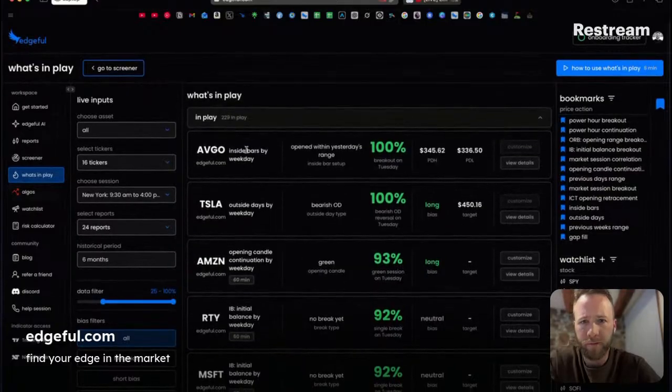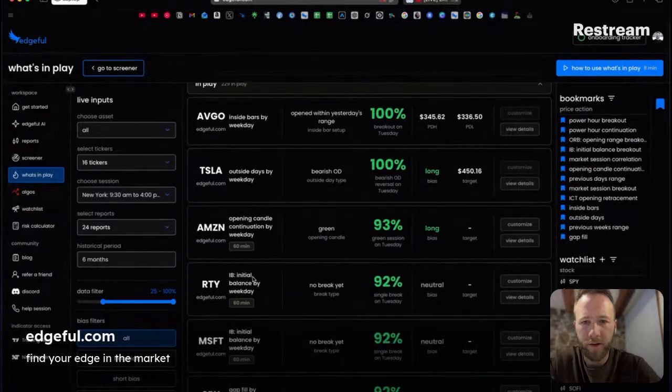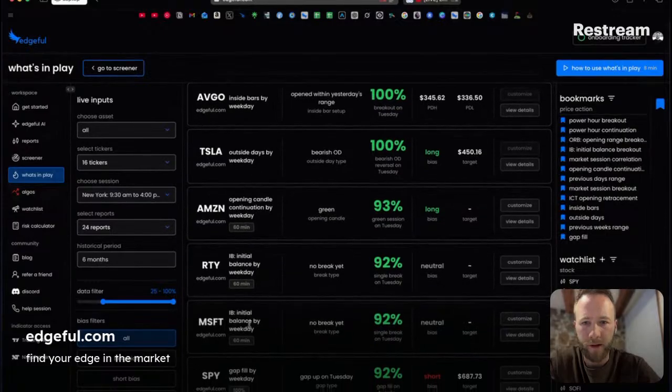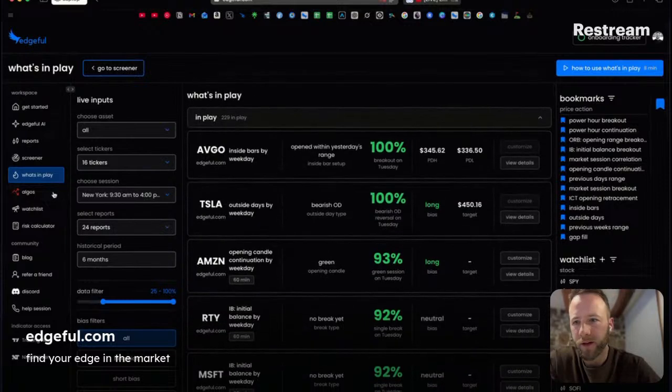So all of this is done by different report names, and you can see on the screen here you've got initial balance by weekday, initial balance by weekday as well. This is different. Yeah, so that's changed since then.